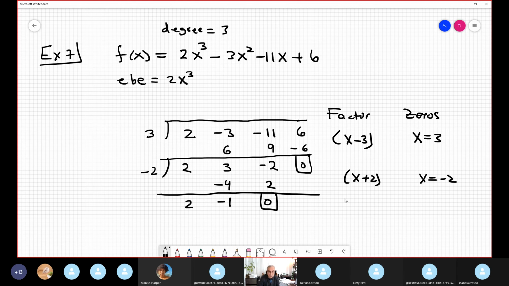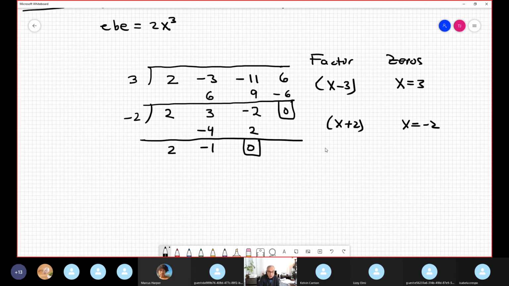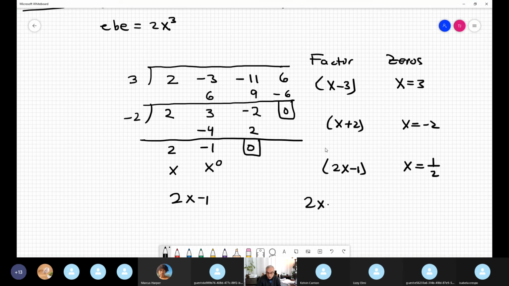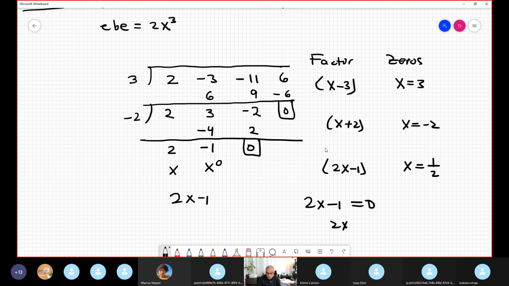And finally, do you need to continue synthetic division? No. Why no? You stop here because this is a linear factor. This is x to the 0. This is x to the 1. Actually, this factor is 2x minus 1. Which by the way is 1/2 positive, no? Because 2x minus 1 equals 0, 2x equals 1, divided by 2, it's obvious that it's 1/2, right?